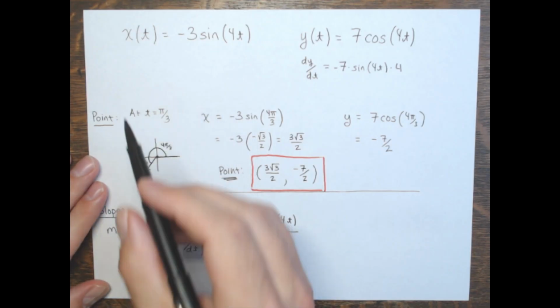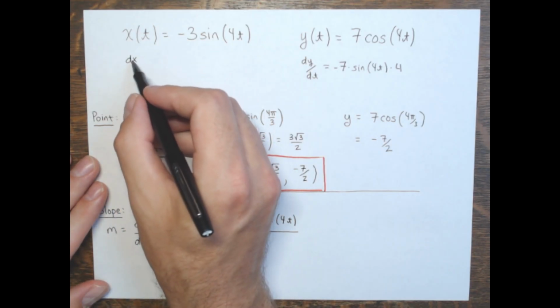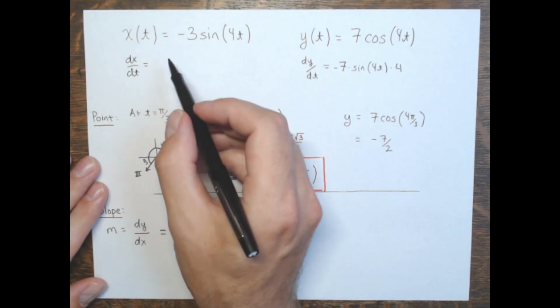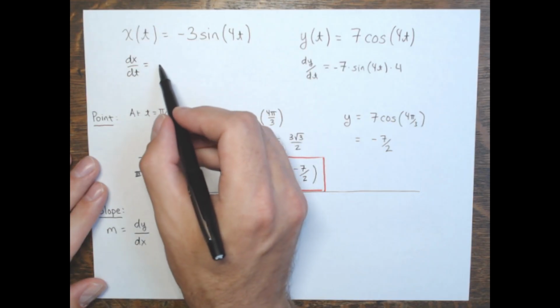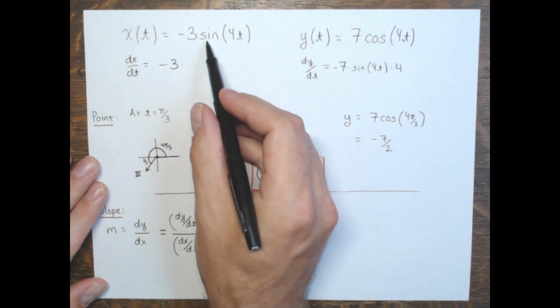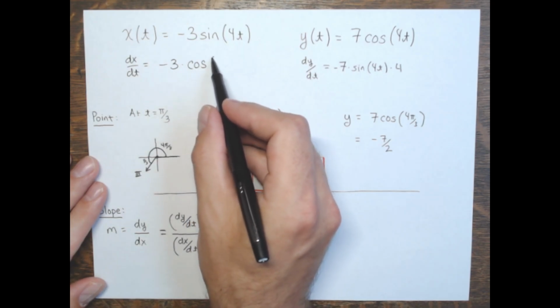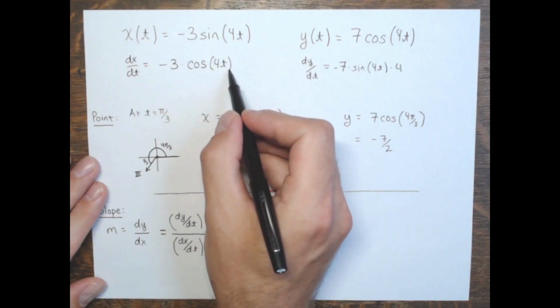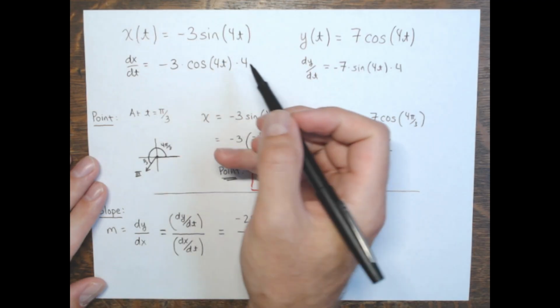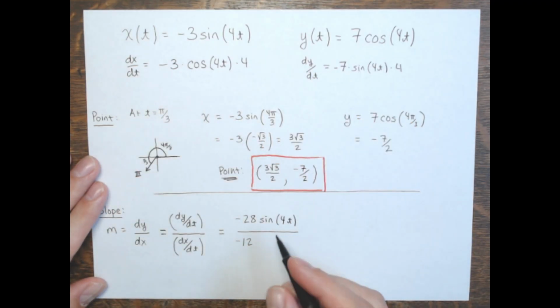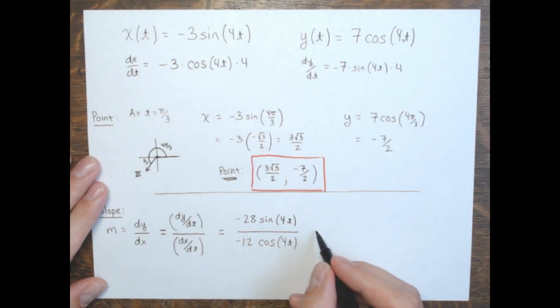And then the denominator is dx over dt, right? Or you could call it x prime of t. And this should be negative 3 times, and the derivative of the sine of something is the cosine of that thing, right? So cosine of 4t, and then times 4 again with the chain rule. And multiplying this out, we have negative 12 times the cosine of 4t.